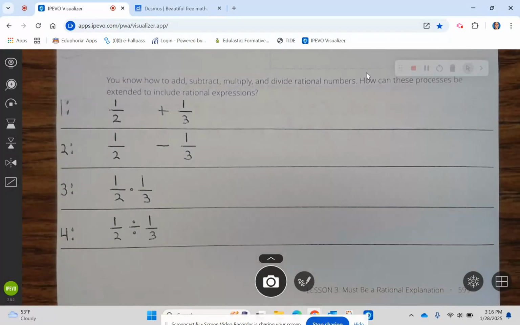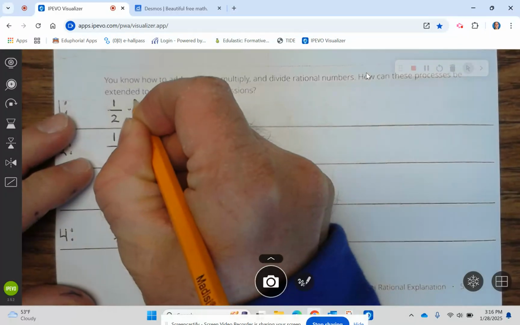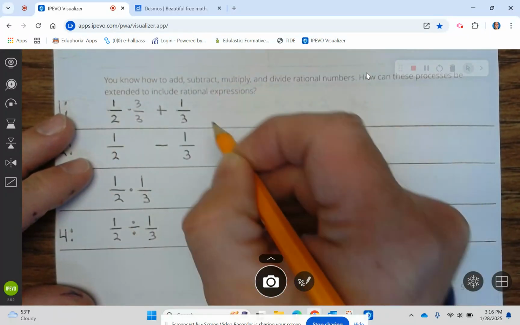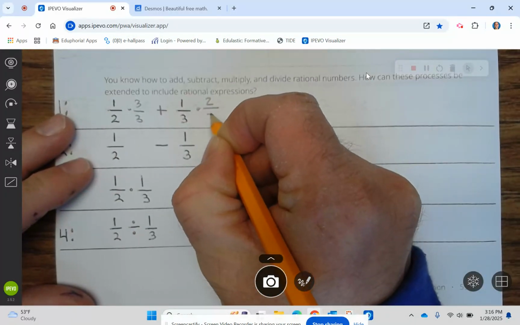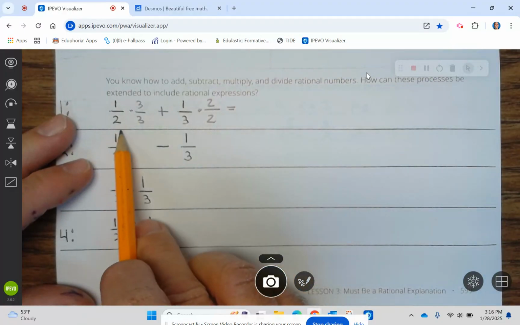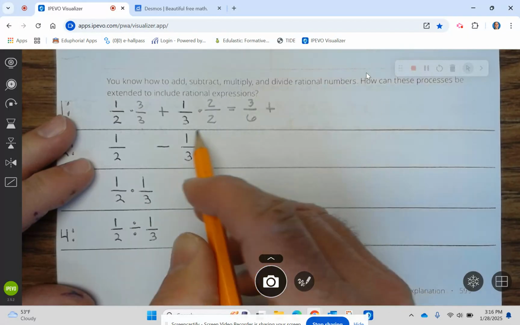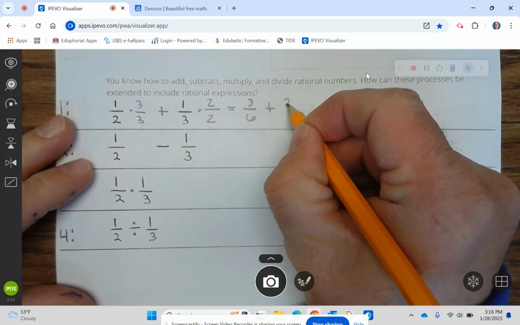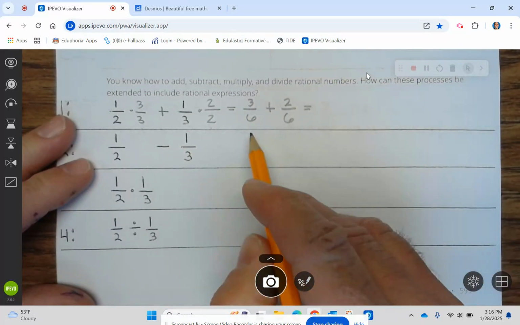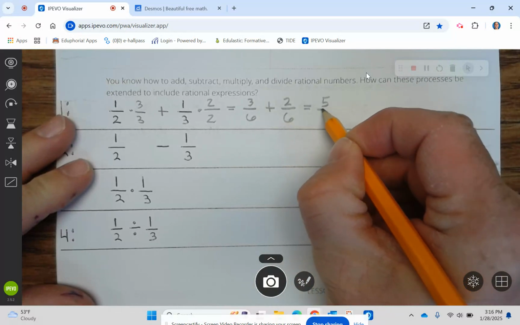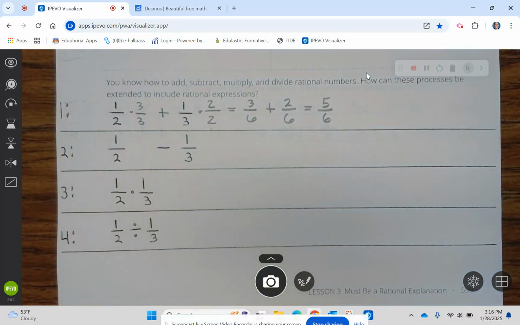Okay. So to add 1/2 plus 1/3, they have to have the same denominator. So to do that, we're going to multiply 1/2 times 3 divided by 3, and 1/3 times 2 divided by 2. Well, 1/2 times 3 divided by 3 is 3/6, plus 1/3 times 2 divided by 2 is 2/6. Well, 3/6 plus 2/6 is 5/6.